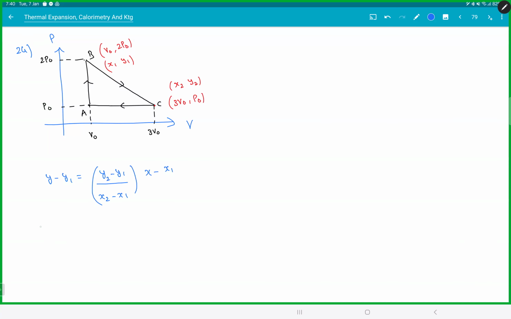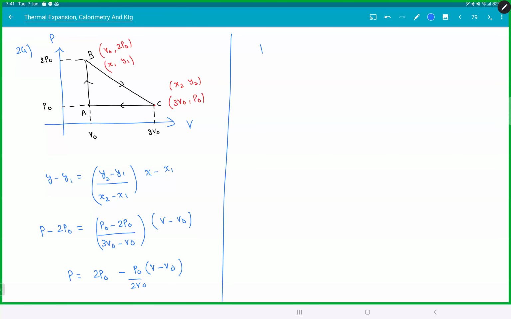Here in place of y we have pressure. y1 is 2P0. y2 minus y1 is P0 minus 2P0, by x2 minus x1, which is 3V0 minus V0. In place of x we have volume, so V minus V0. So this gives you pressure is 2P0 minus (P0 by 2V0) into (V minus V0). This is the relation between pressure and volume on that straight line.